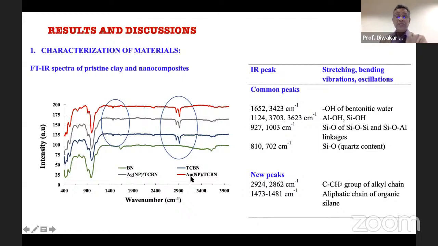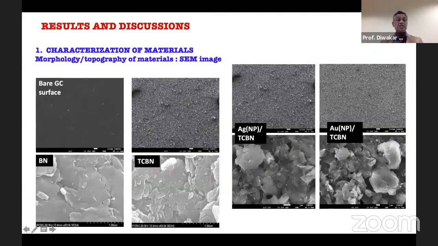And with that, we have confirmed that the organic silane has been introduced here. These are the characteristic peaks which we have obtained, giving the CH2 groups of the alkyl chain, the aliphatic chain of the organic silane that we obtained. These are some images that we have obtained.